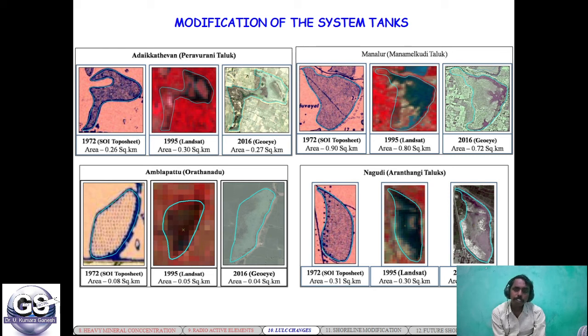From that, we notice that most of the tanks are occupied by associated features, and the tank shrinkages are mainly due to non-availability of water in this region. That is the major reason for the modification in the areal spread of system tanks.